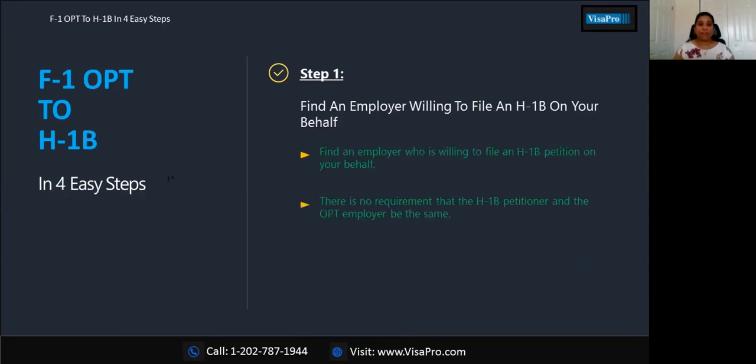Step 1. Find an employer willing to file an H1B on your behalf. If you're an F1 student who wants to change status from OPT to H1B, your very first step is finding an employer who's willing to file an H1B petition on your behalf. While this is usually the employer you are employed with on OPT, there's no requirement that the H1B petitioner and the OPT employer be one and the same.